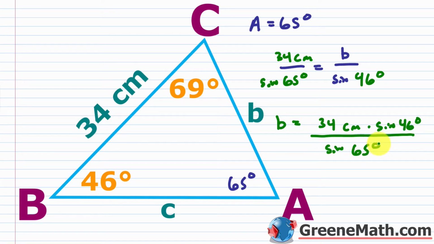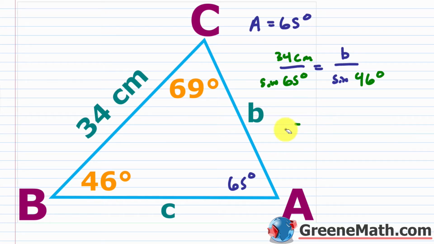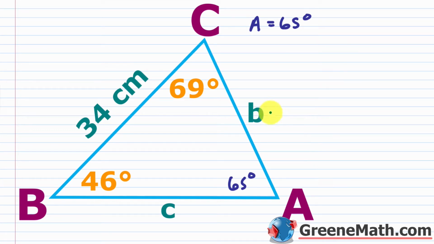Now, if I punch that up on my calculator, I get about 26.9859. Let's round this to the nearest tenth, so that would be about 27. Let's just approximate this. I'm going to erase all this and use the approximately symbol. So approximately 27, and this should be in terms of centimeters. So B is approximately 27 centimeters.